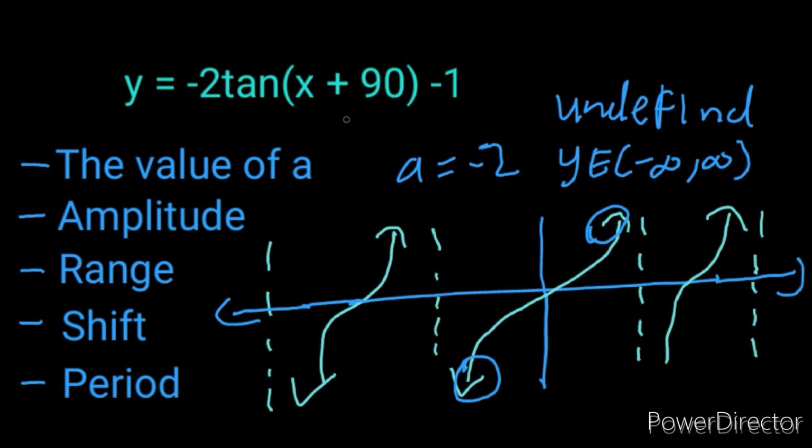What about the shift? Well, the shift is the same. In this case, we have got the shift, which is 90 degrees to the left and 1 unit down. So the shift is 90 degrees to the left and 1 unit down. So 90 left, 1 unit down.